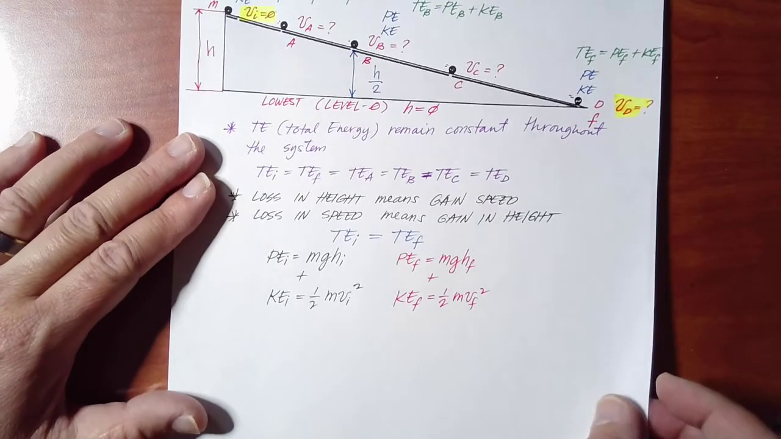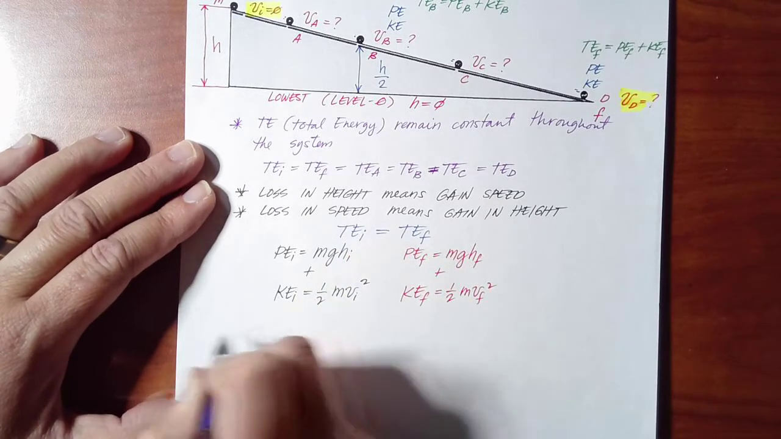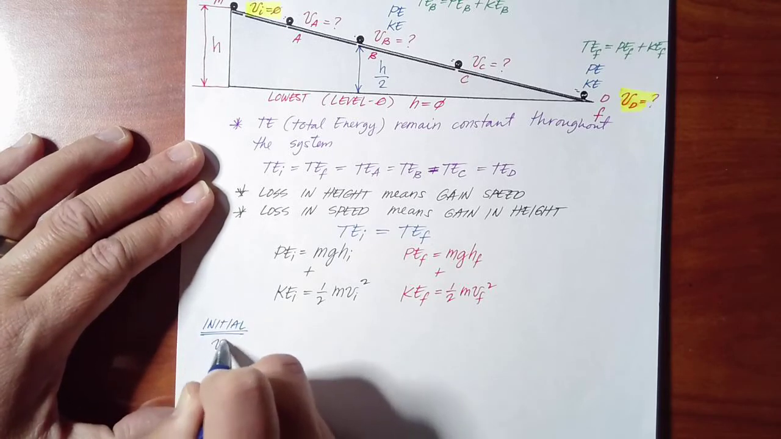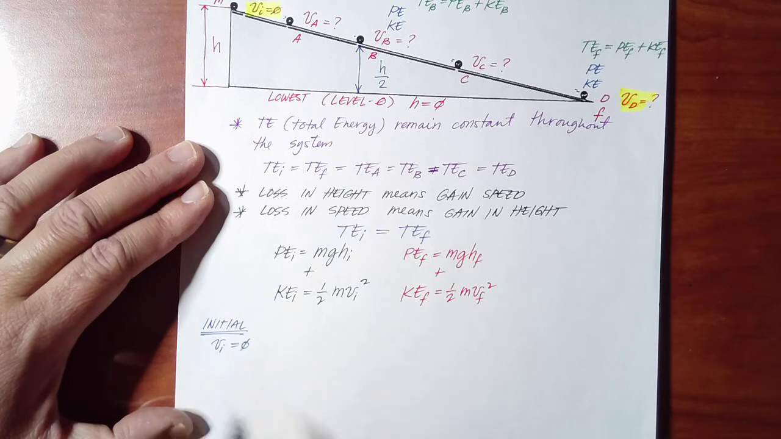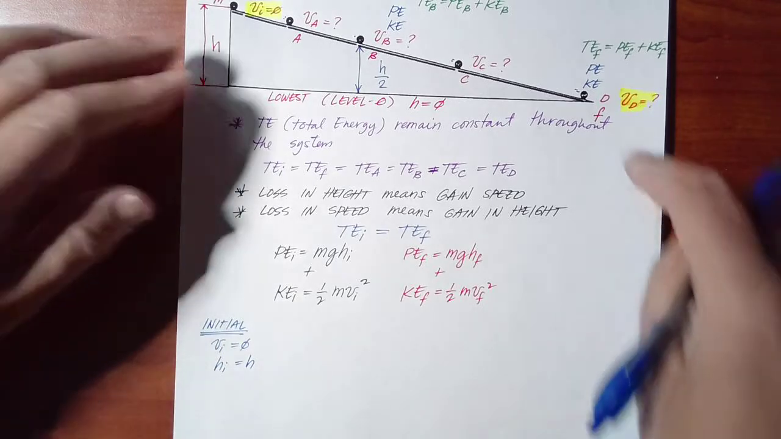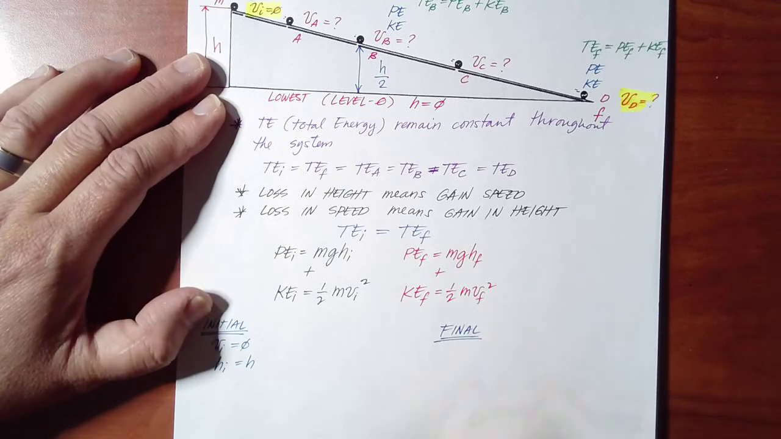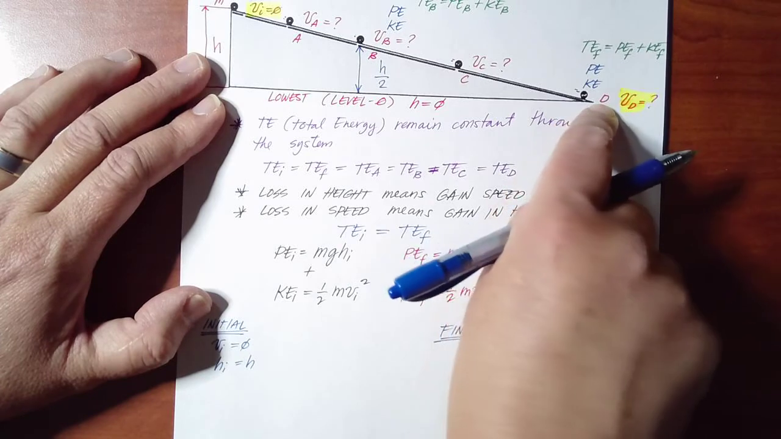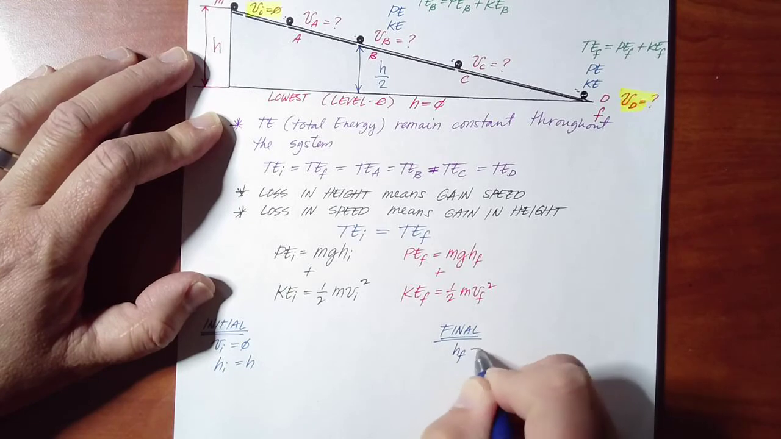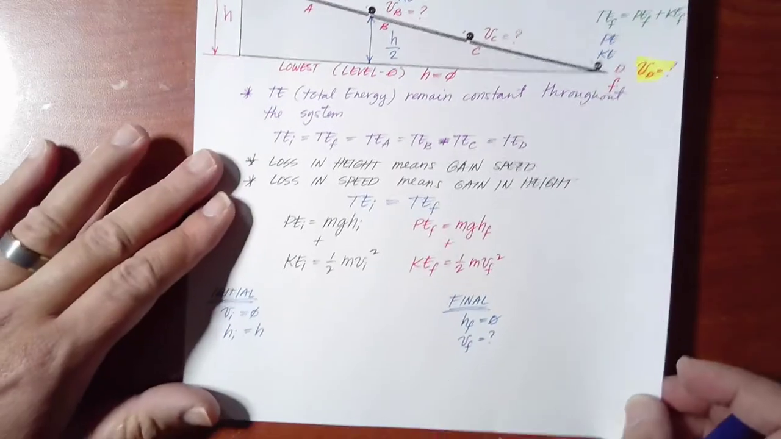So initial velocity or initial position, let's apply this. So we all know at initial condition, velocity initial is set at 0, while the height initial is equivalent to h. Now if you look at the final condition, you notice there's no more height because it is at the lowest point where h is 0. So let's put h final is 0. Now we want to solve for the final velocity.